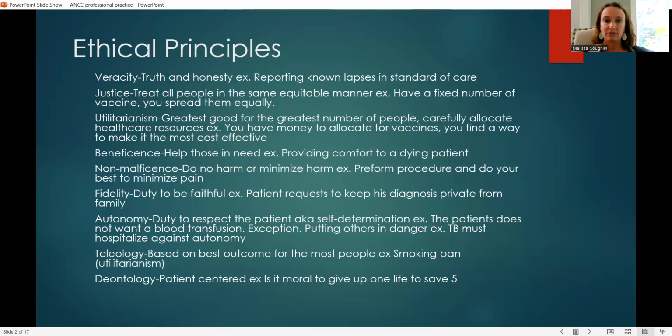Fidelity is the duty to be faithful. For example, a patient will ask you to keep his diagnosis private. That's your duty to them. Autonomy has to do with the patient. So the duty to respect the patient's wishes, their self-determination. If they don't want a blood transfusion, you have to honor their wishes, except if it's putting others in danger. For example, if they have TB and they want to go back into society, you have to hospitalize them against their autonomy.